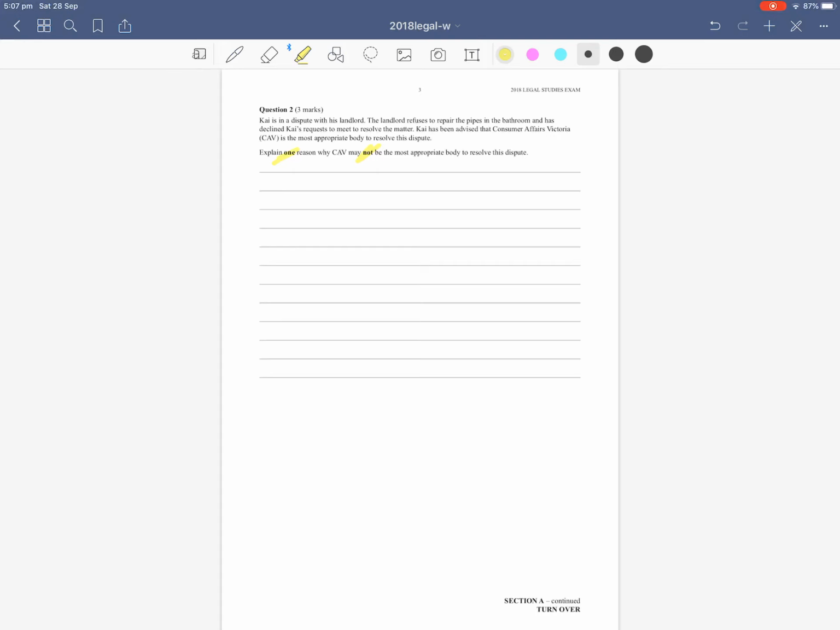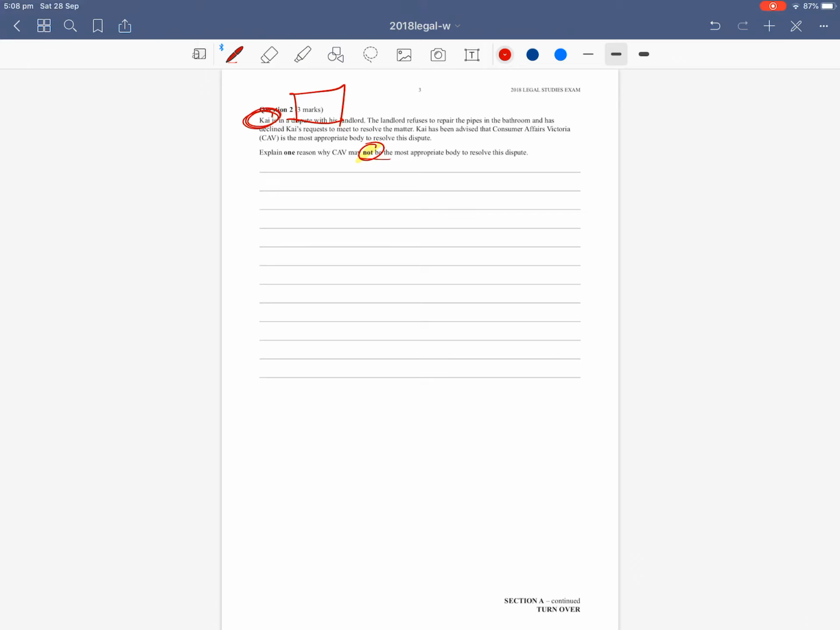Now, what's really important that you guys understand about this, again, see how the words one reason are put in bold. There's a reason, because it wants you to give us one reason why CAV's not appropriate. Don't go and give us 3 reasons. Don't interpret that as I need to give 3 reasons why it isn't. No, it's asking, give us 1 reason why it may not be the appropriate body and link back to the case study. Kai should be leading your responses, not anything else.